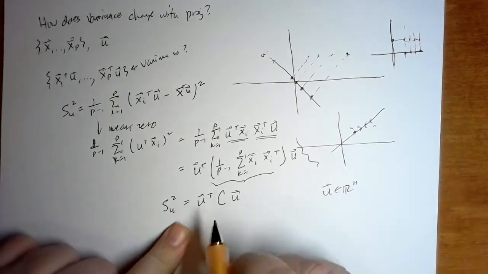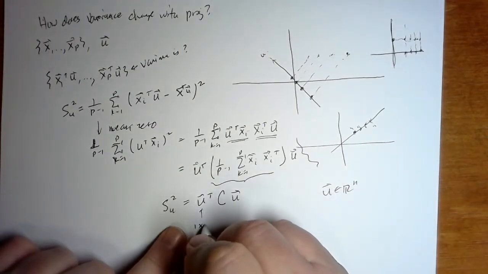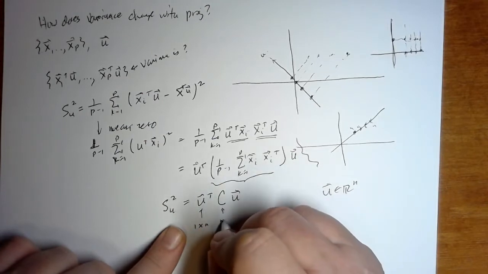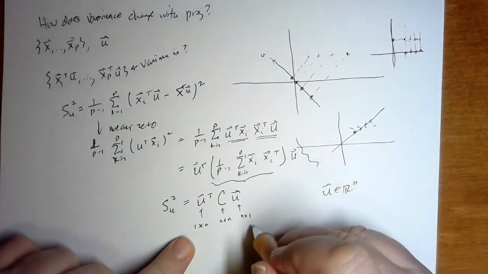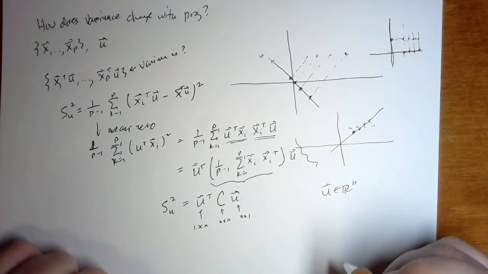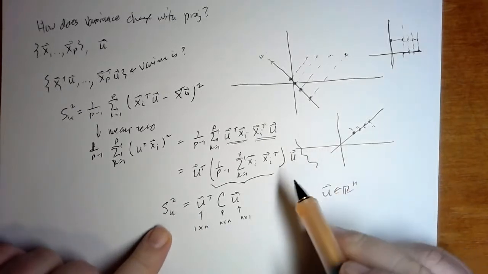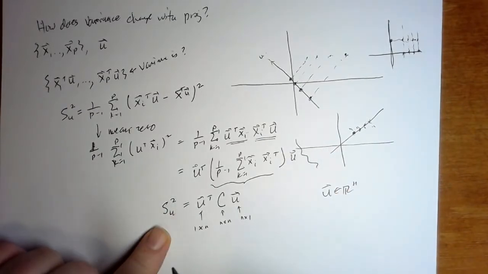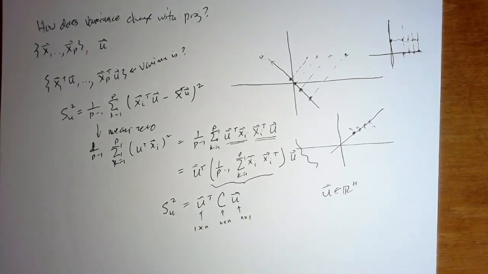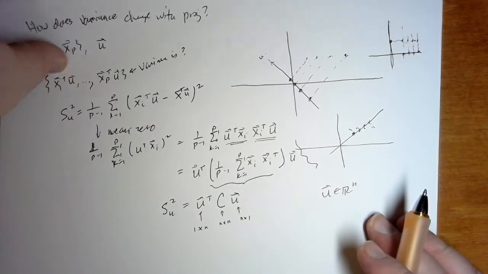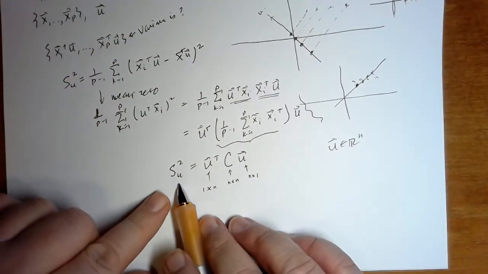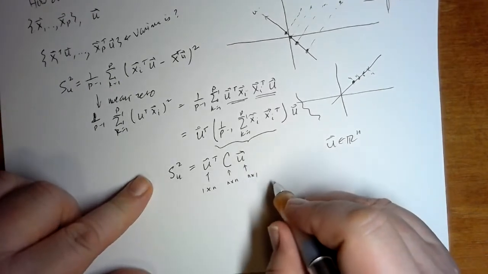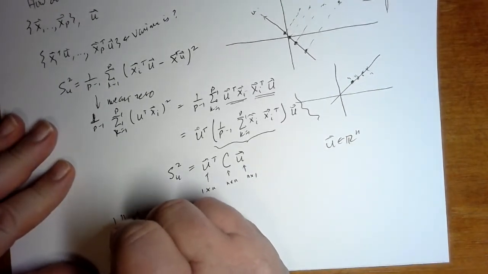So what are we looking at here? U transpose is 1 by n. The covariance matrix is n by n. And U is n by 1. So we are looking at a scalar, right? This is a scalar value. Good. And so you can see right away the variance of the data projected to a vector U is U transpose C times U. Very nice. So the covariance matrix will tell us a lot about the variance of the projection in lots of different directions.